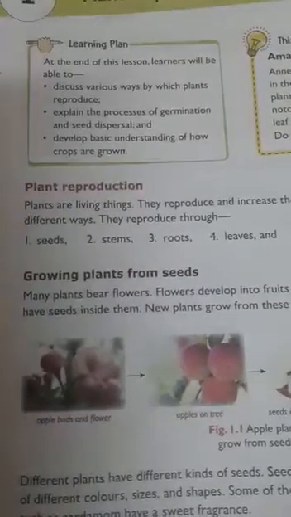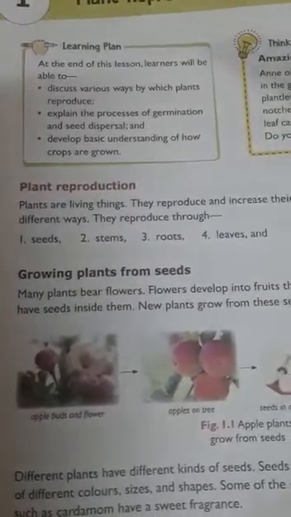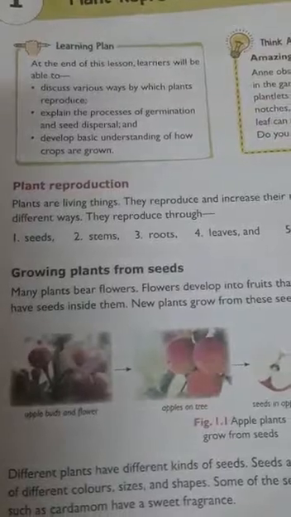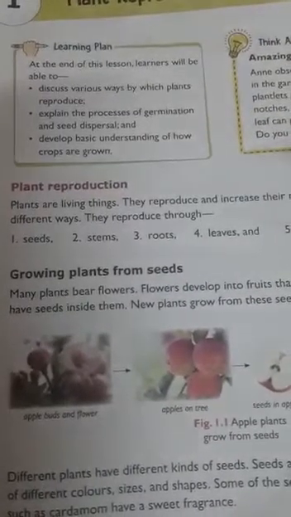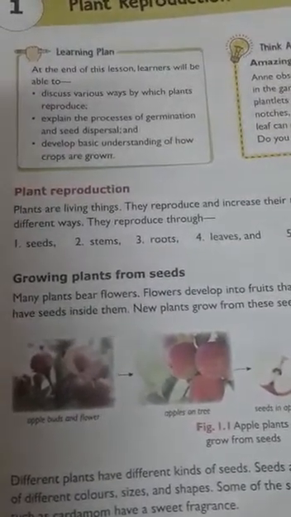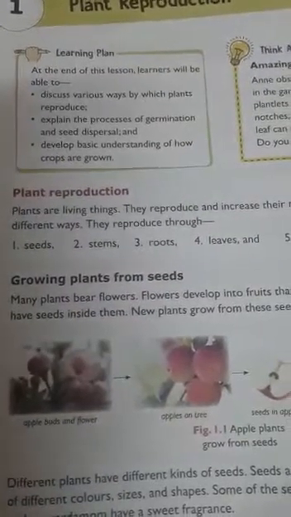So you know the properties of living things. Living things need food and water to grow. They need air to breathe. They can respond to changes. They grow in size and they reproduce. So in this lesson, we will see how plants reproduce.